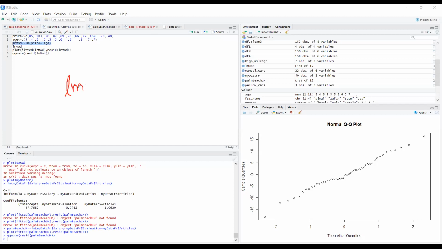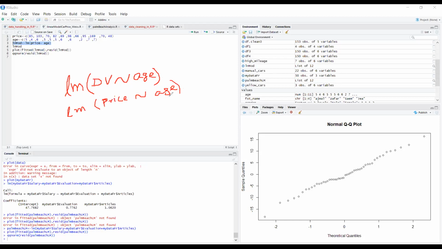In the small letters you have to write lm. So this is a command. LM is a command. You have to define the dependent variable, the tilde symbol, and then use your independent variable, which is age in this example. The dependent variable in my model is the price of car, and the independent variable is the age of car.